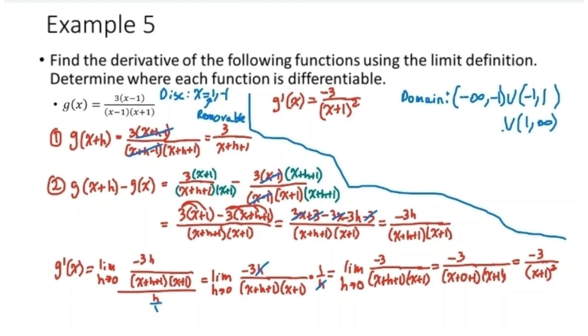The correct domain of g prime of x is negative infinity to negative 1, union negative 1 to 1, union 1 to infinity. So g of x is only differentiable on the intervals negative infinity to negative 1, negative 1 to 1, and 1 to infinity. So make sure we are very careful paying attention to removable discontinuities when we're looking at the derivative of a function to determine where a function is differentiable or not.